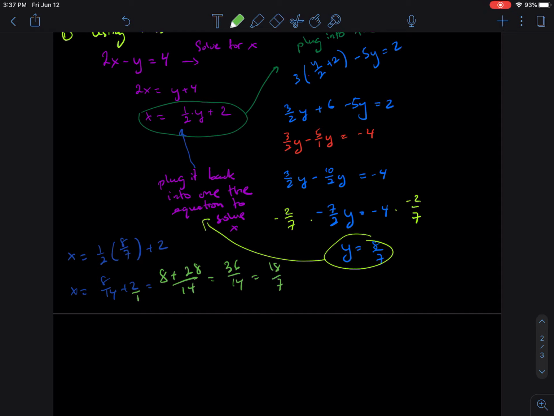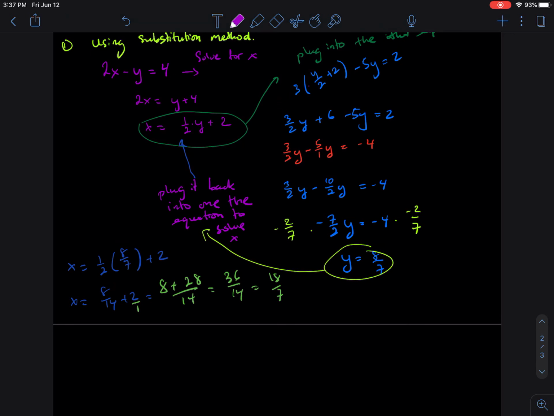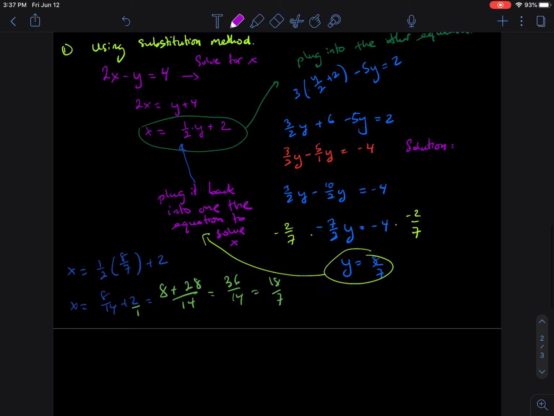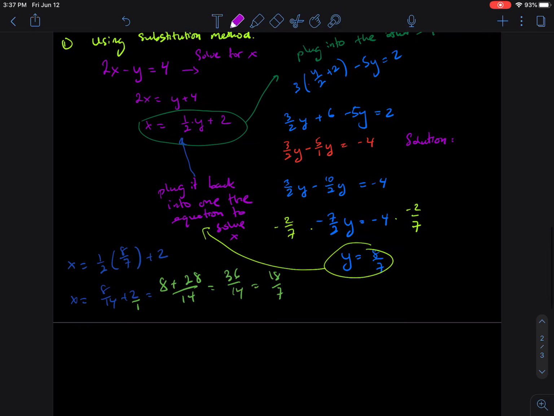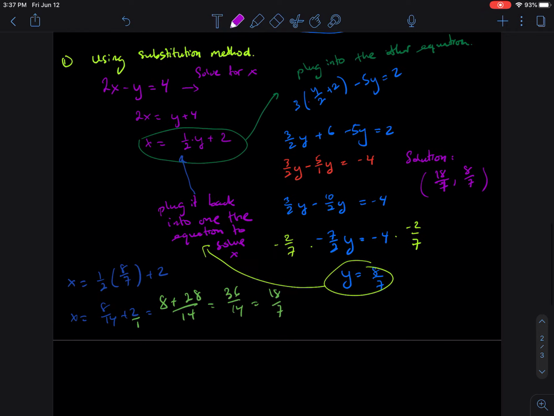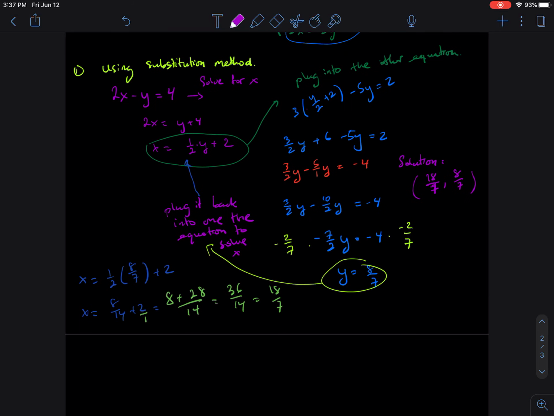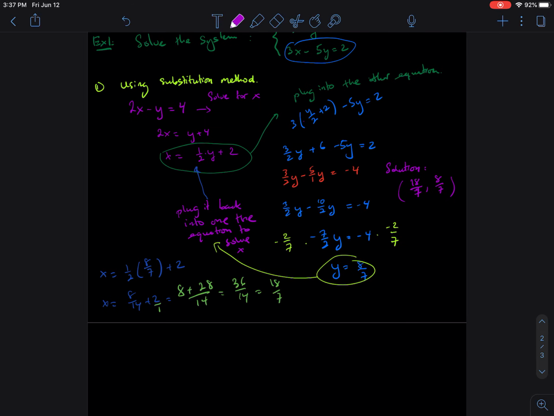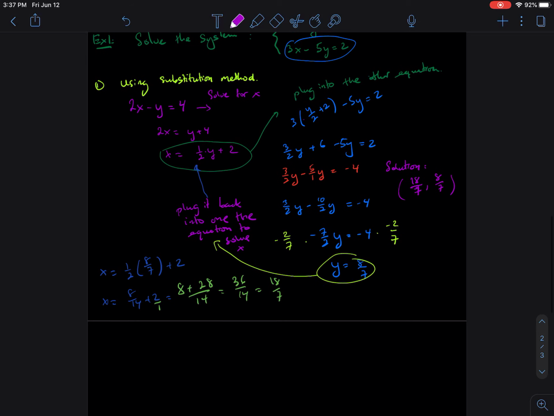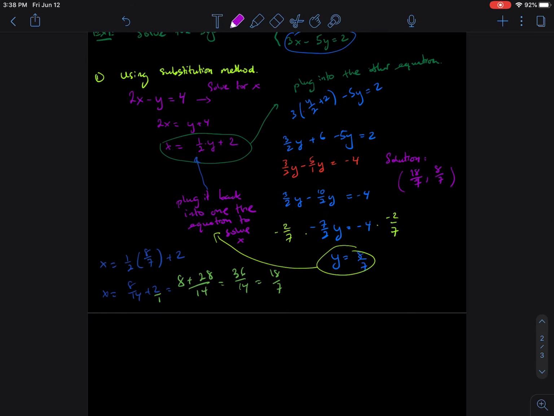So the solution for this problem, the substitution method is usually not recommended because sometimes you run through a bunch of fractions to get the answer. So the answer here is 18 over 7, and then 8 over 7. Okay. So that was a lot of work. If we can avoid fractions, we should. So I wouldn't recommend doing this right off the bat. So this is using the substitution method.